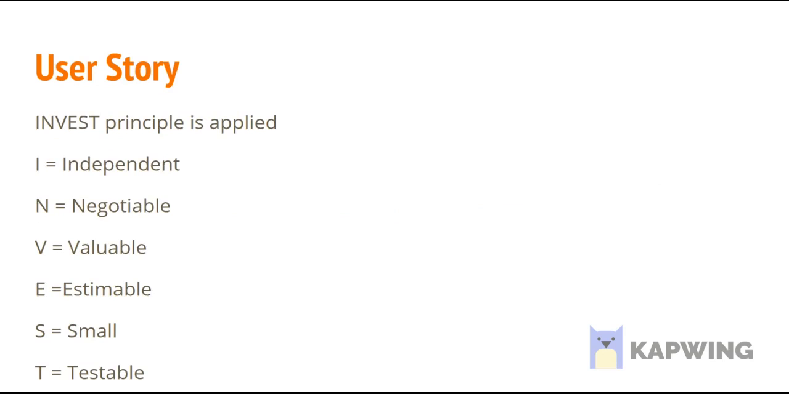In user story, we have a principle that applies, which is INVEST, where I stands for independent, N stands for negotiable, V stands for valuable, E stands for estimable, S stands for small, and T stands for testable.